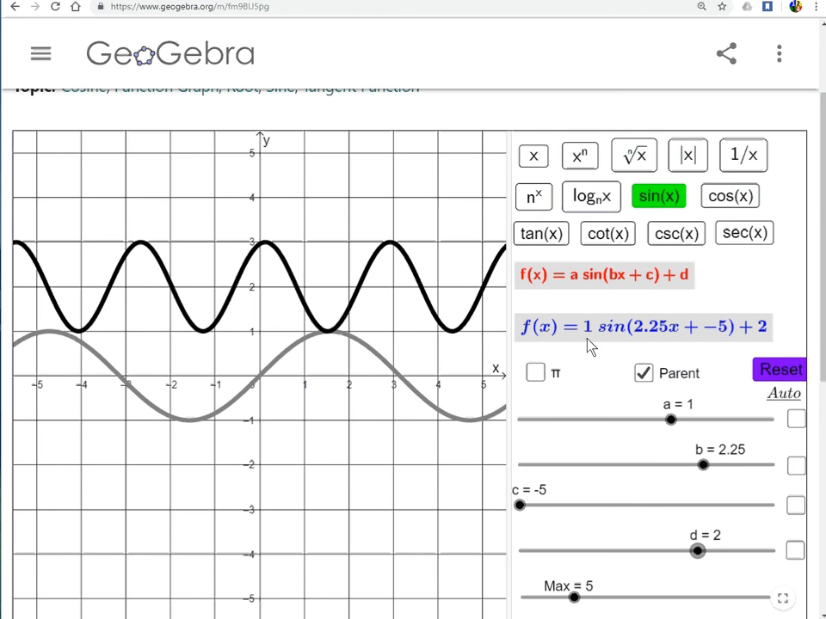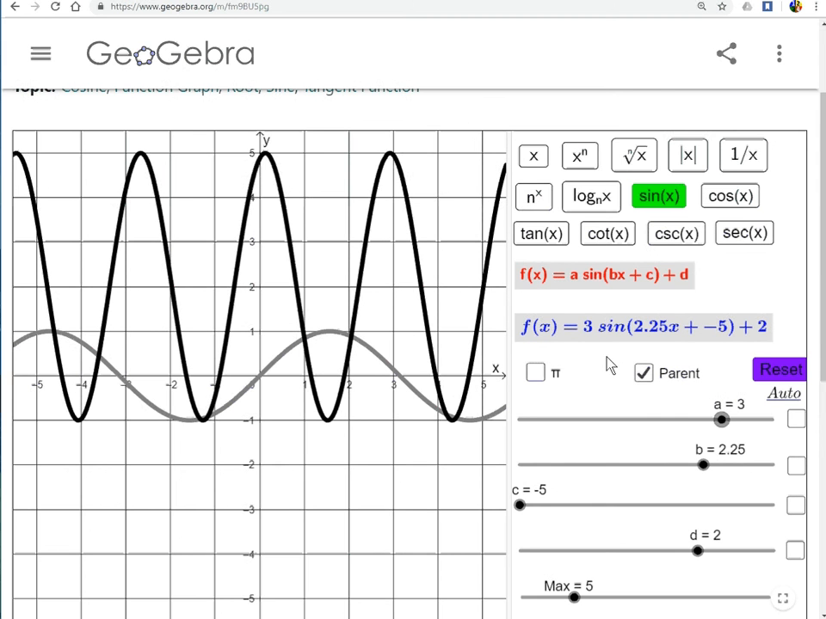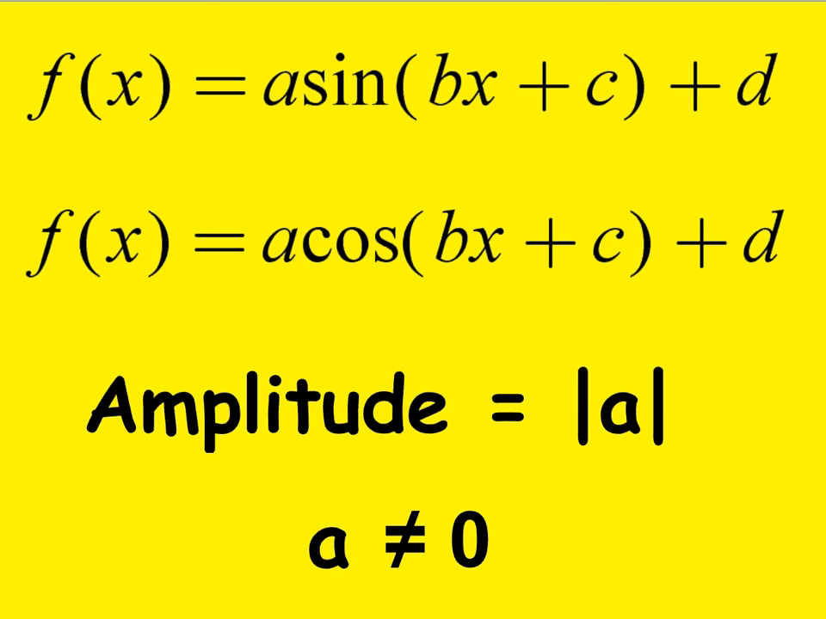What changes is when I change this number in front. So for example, if I drag this to 3, my amplitude is now 3. It's 3 units up from the center and 3 units down from the center. Therefore, no matter what modifications I make to my sine or cosine function, the amplitude will always be the absolute value of this number out front, as long as it's not 0.